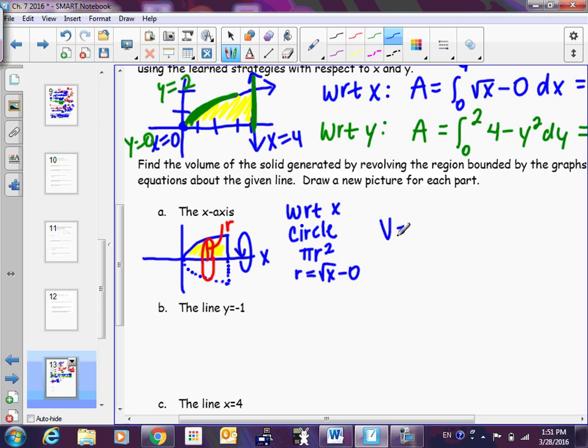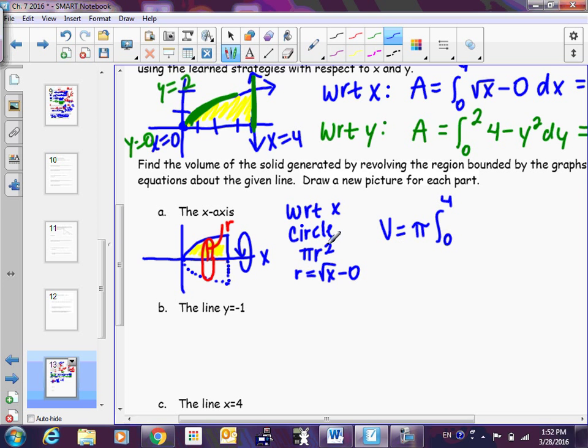Okay, so let's find our volume. If you've done this setup, the rest should be easy. You have your pi. Always bring the pi to the front of the integral. We can do that because pi is a number. Make sure when you're doing your bounds that you're doing that with respect to x or y appropriately. We've already figured out what the bounds are with respect to x. That's 0 to 4. That's going to stay the same.